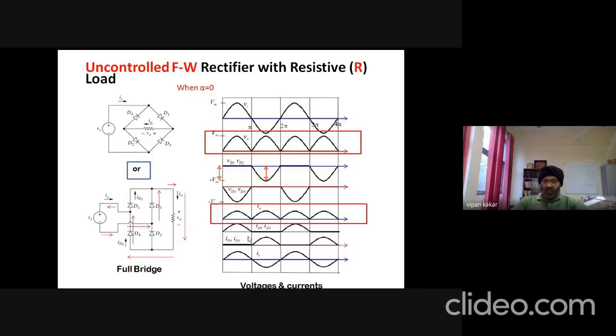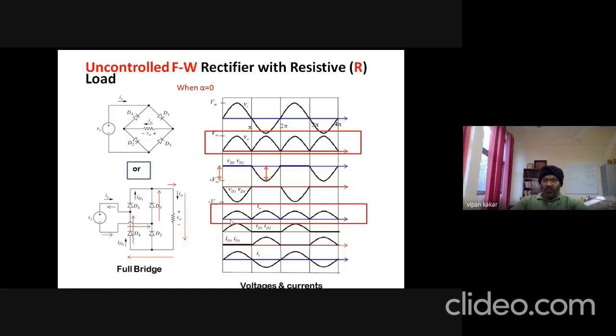Similarly, the load current is also following the same direction in both the modes. In the positive half cycle of the supply, it follows this direction, and in the negative half cycle also, it follows the same direction from top to bottom.